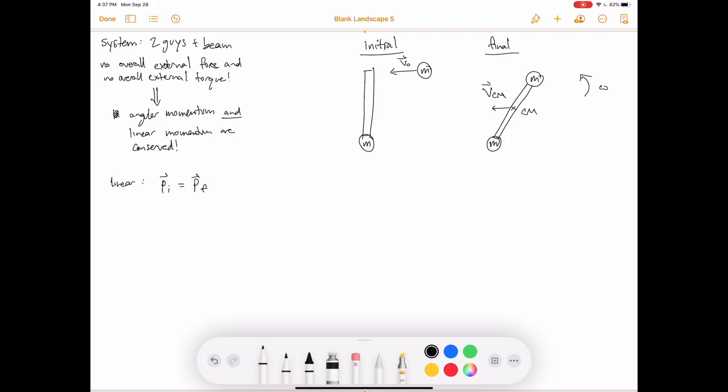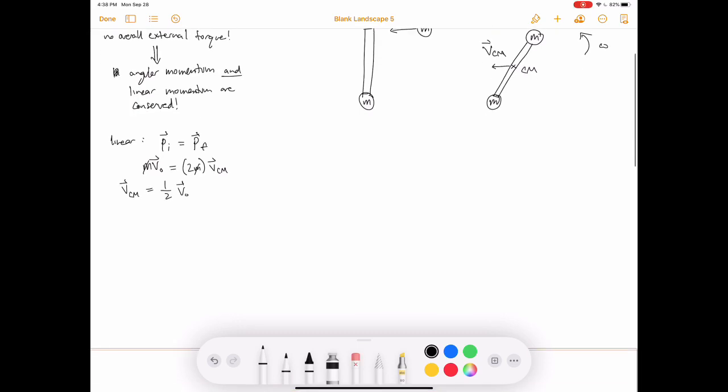Initially, only one of the two guys has any momentum, and it's going to be given by m times v0. In the final state, they're basically moving together as a single mass. Let's call that 2 times m, with some velocity vcm. So that would be the final linear momentum of the system. Now, we can cancel out that mass and then solve for vcm, which would just be a half of v0. So the idea is we've basically doubled the amount of mass that's moving to the left. So we're going to have to cut the velocity in half.